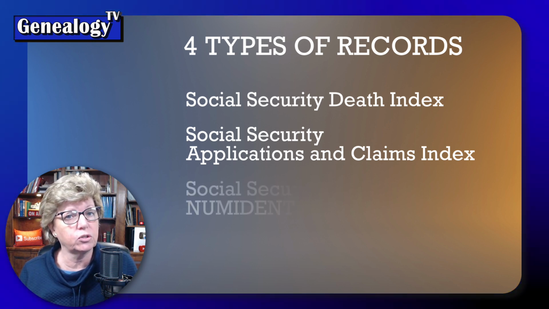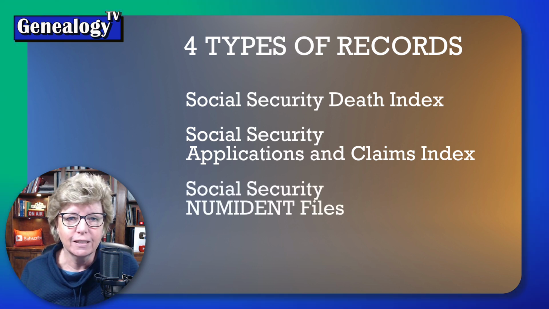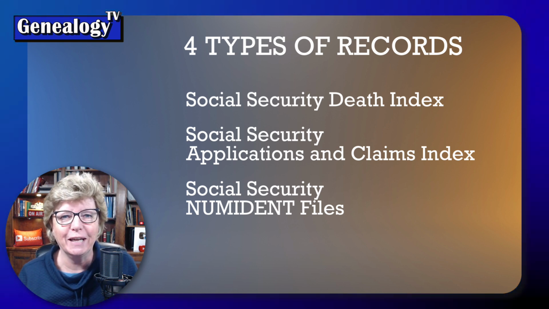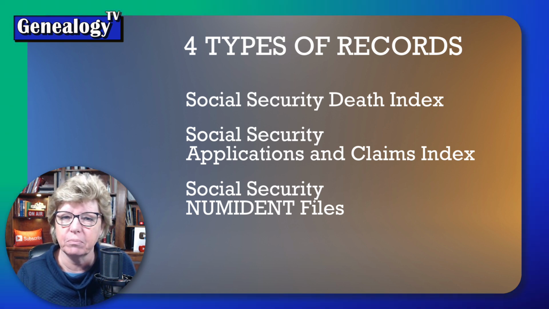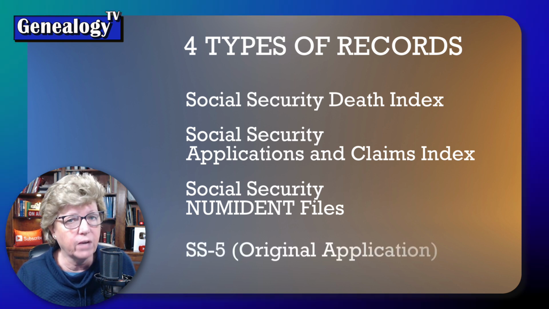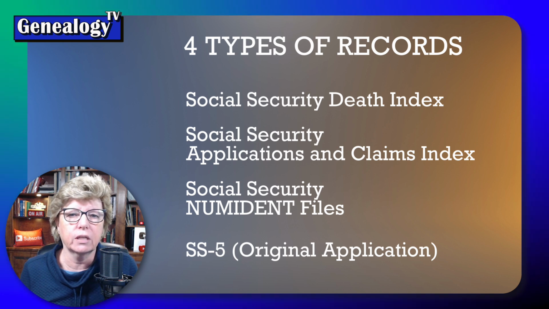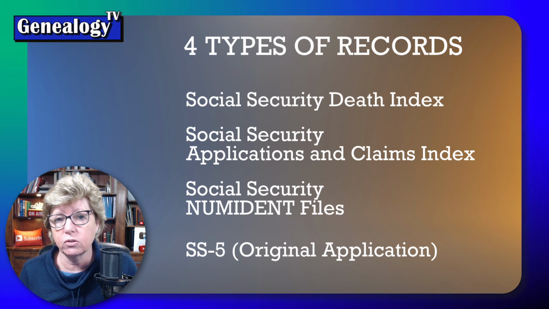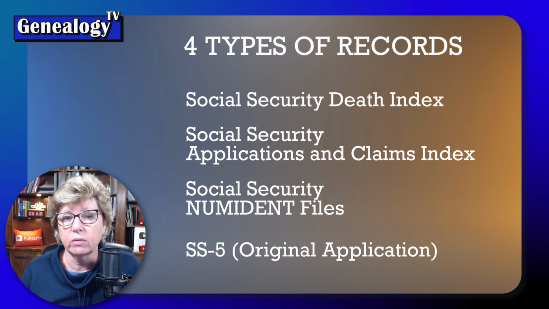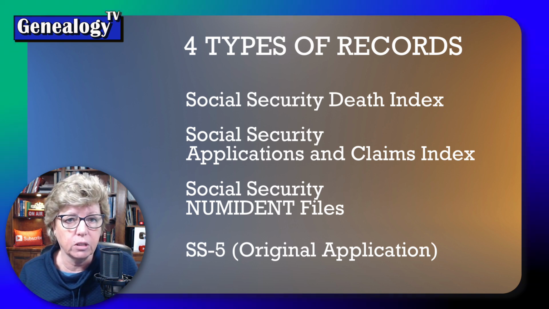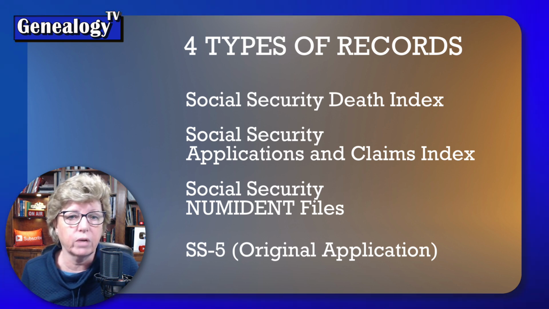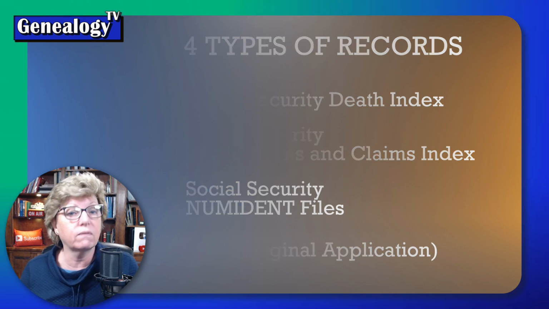There are the Social Security Numident files. Of course, Numident is a word that only the Social Security Administration created, but it basically means the numerical identification records. And then there's the SS5, which is the original application that your ancestor filled out when they applied for a Social Security card. So that might be one that you really want to seek. Well, the SS5 is not available online necessarily. So let's jump into each one of these record sets and see what it is that you can find.